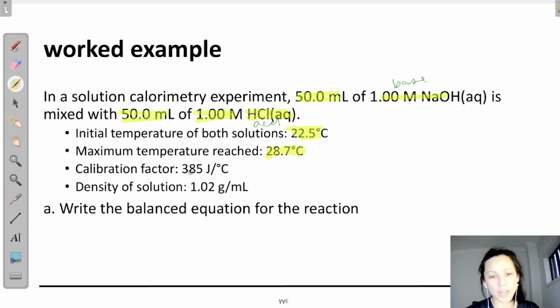And we've been told that the calibration factor is 385 joules per degree. That means it takes 385 joules to increase the temperature of the contents of this calorimeter, so that's both 50, so that's 100 mL, by 1 degree.